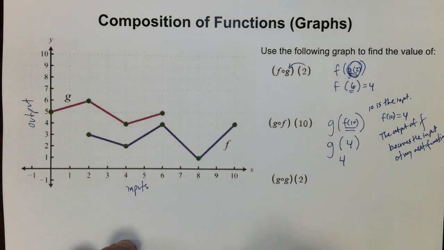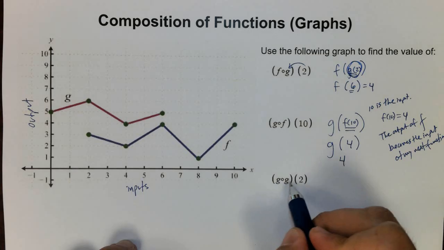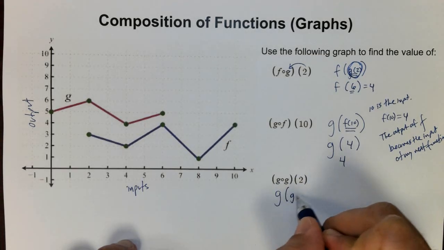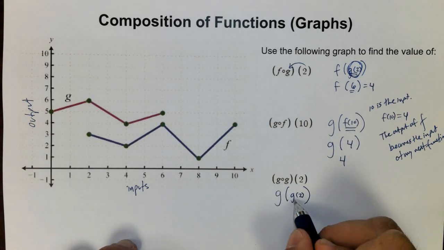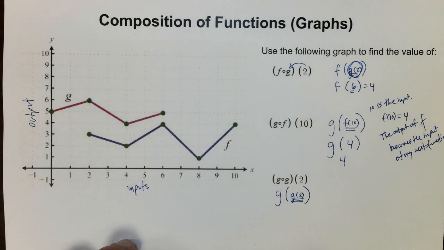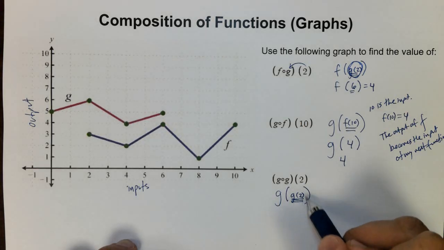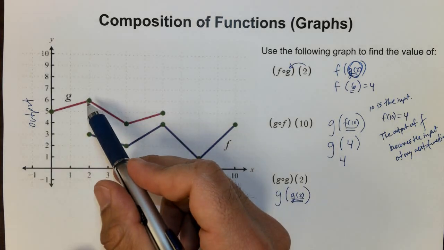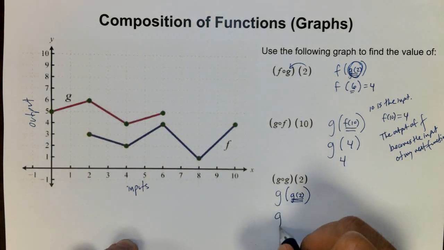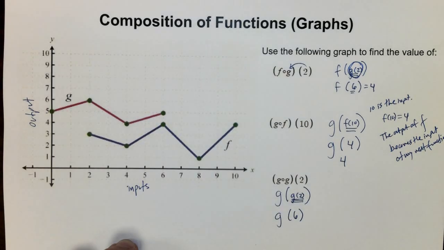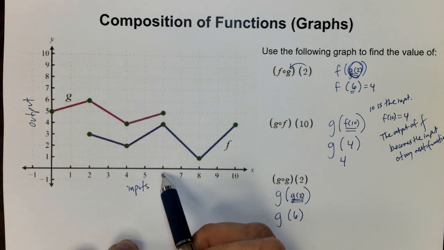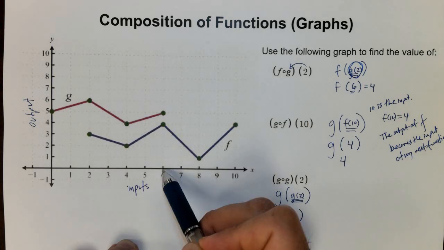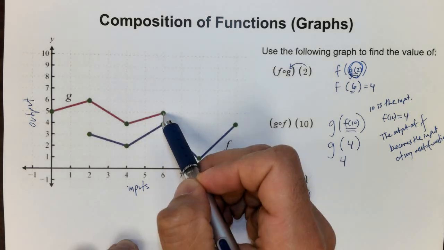What about g of g of 2? Now I have a function composed of itself. Continue to write the notation as we know: g of g at 2. So I'm going to focus on just this function by itself. What is the value of g when x equals 2? I go to 2. The value of g is 6. So I'm going to replace that with 6. 6 becomes my new input, and I'm going to figure out what is the value of g at 6. So I go to 6. The output of g is 5.